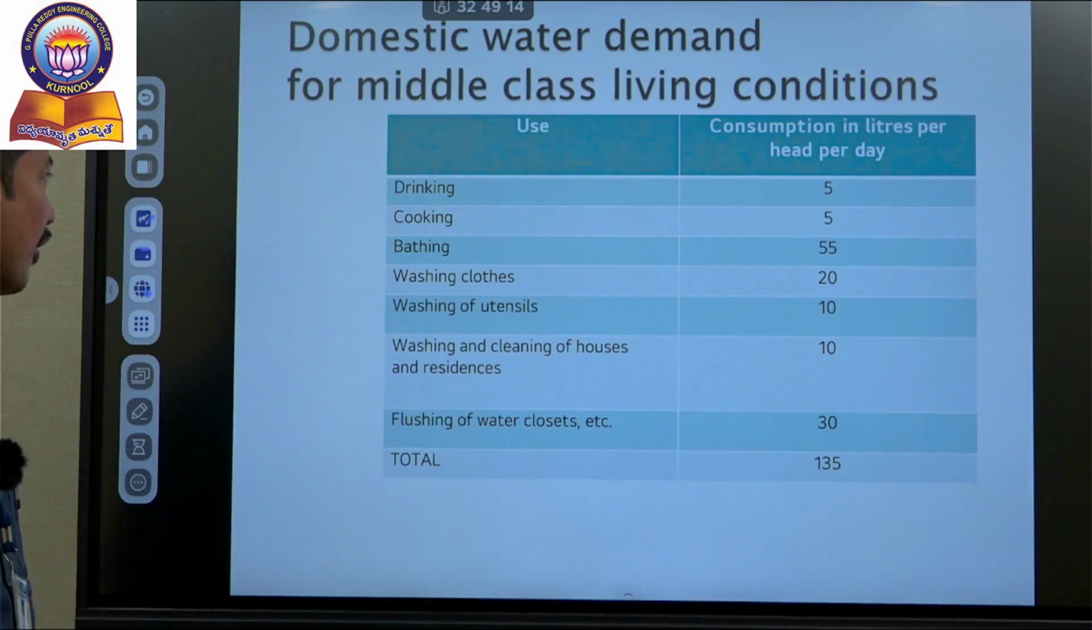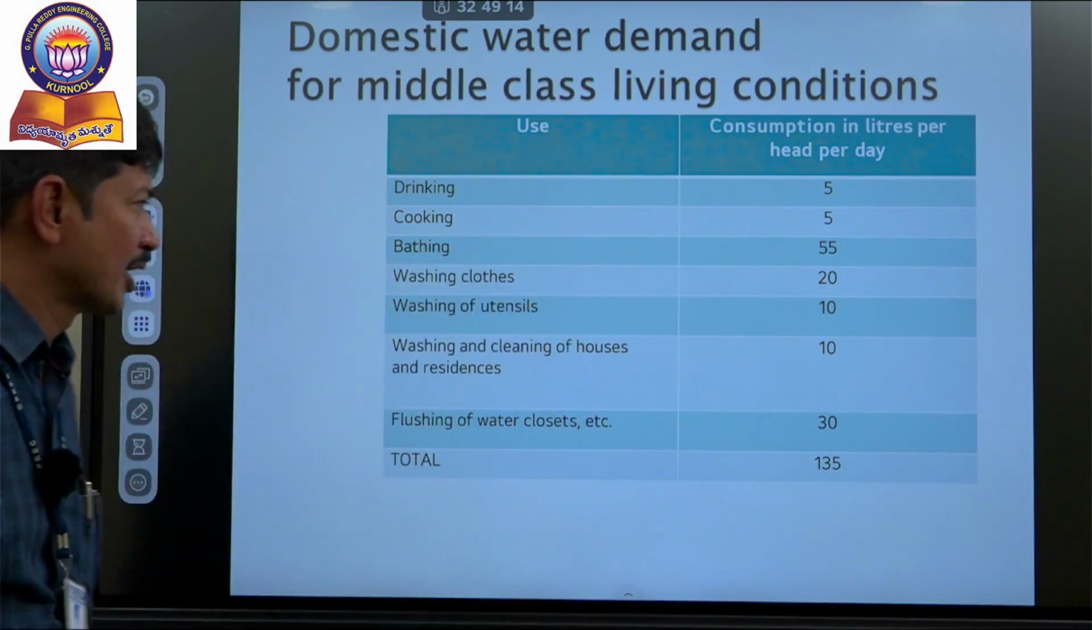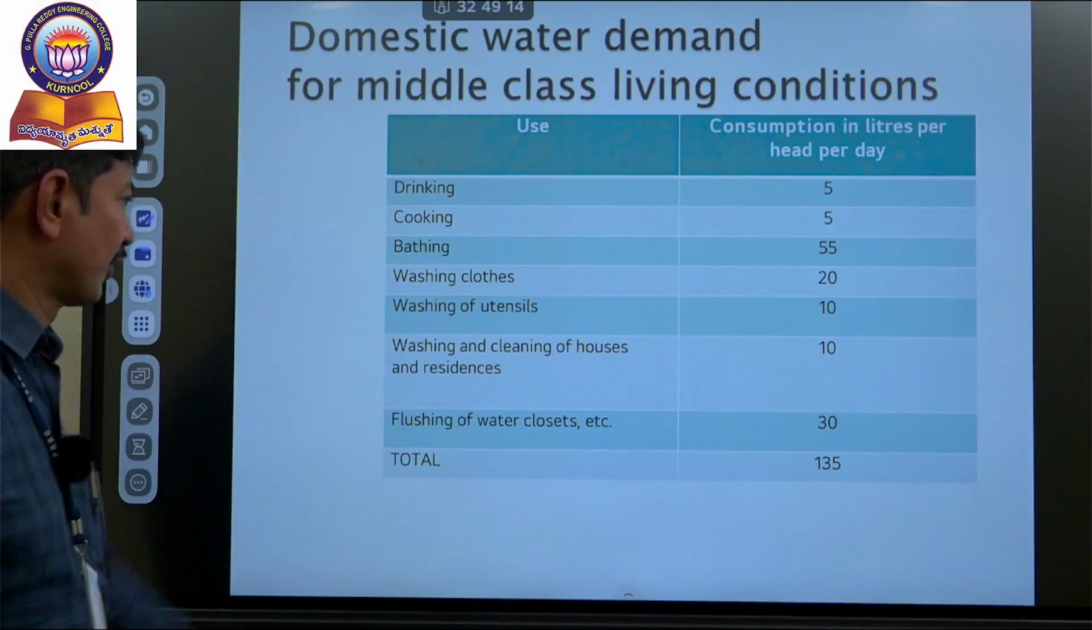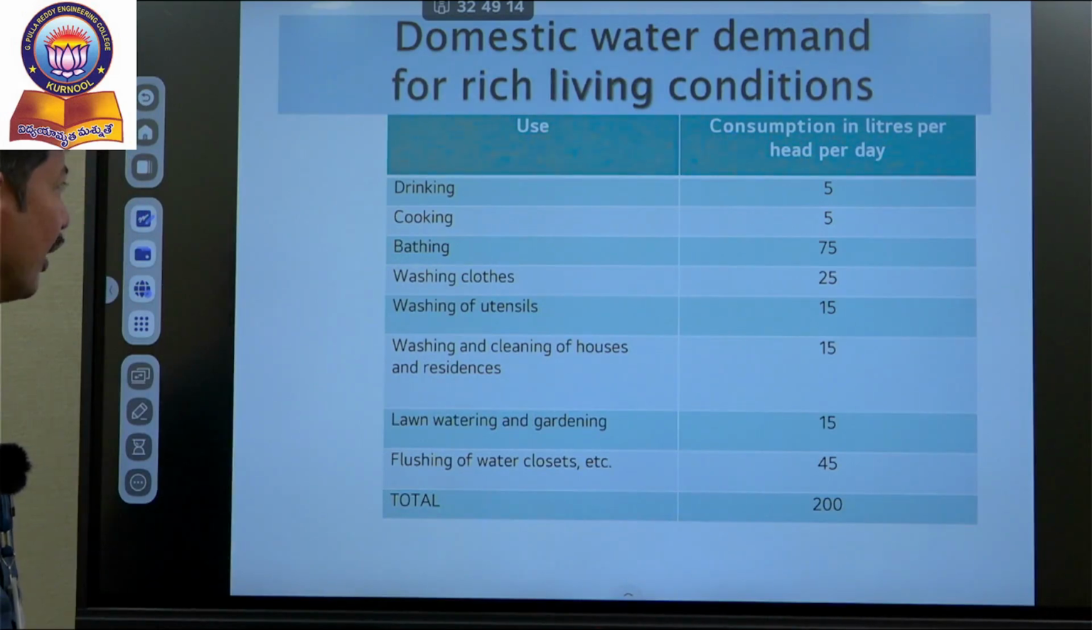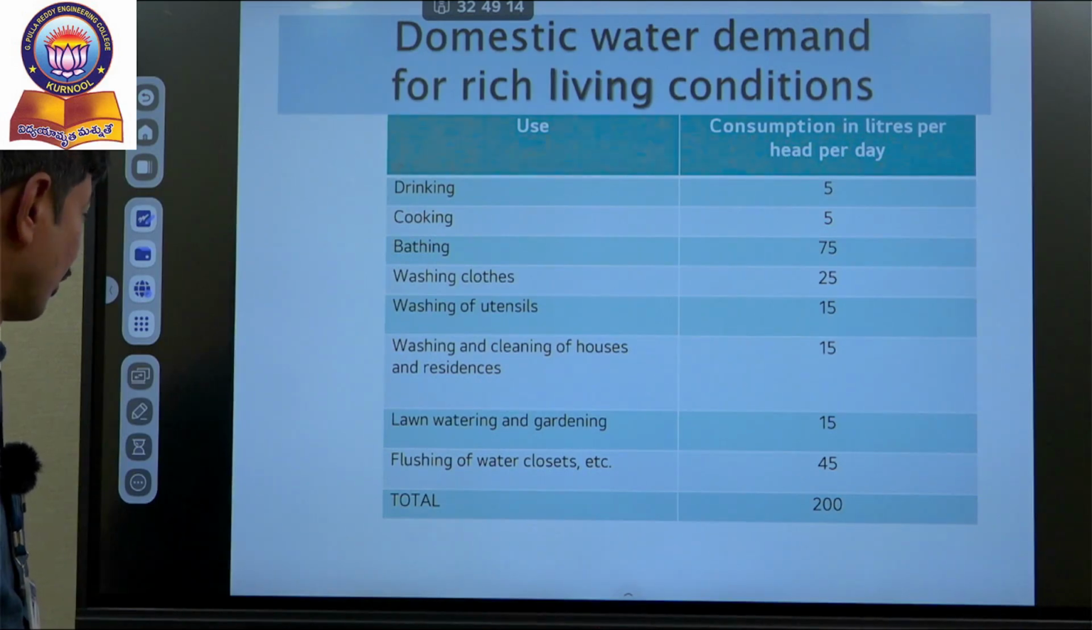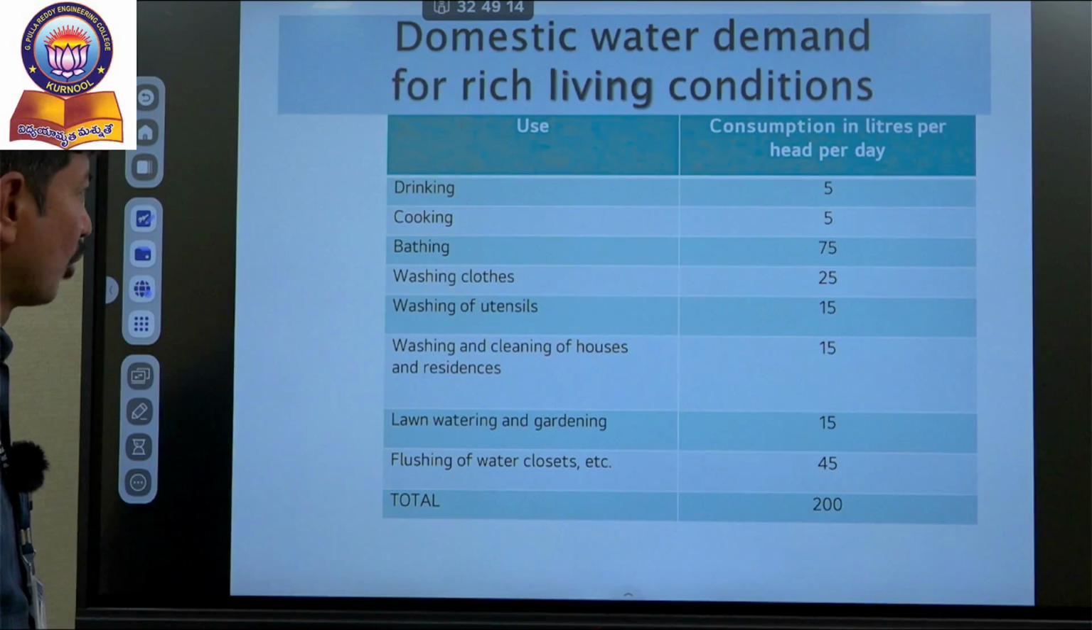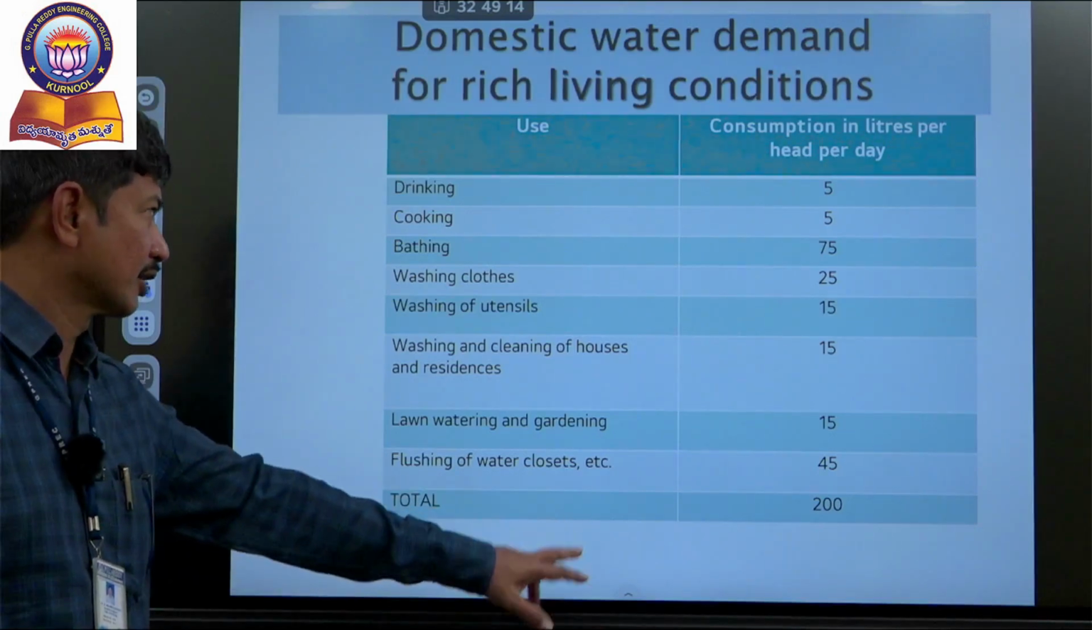Drinking takes 5 liters, cooking 5 liters, and then bathing, washing clothes, washing utensils, cleaning of houses, and flushing of water closets. This requirement under normal conditions is 135 liters. But wealthier people require more water for washing cars, maintaining lawns and gardening, and flushing of western water closets instead of Indian water closets. At that time more water is required, so the quantity demanded automatically rises to 200 liters.